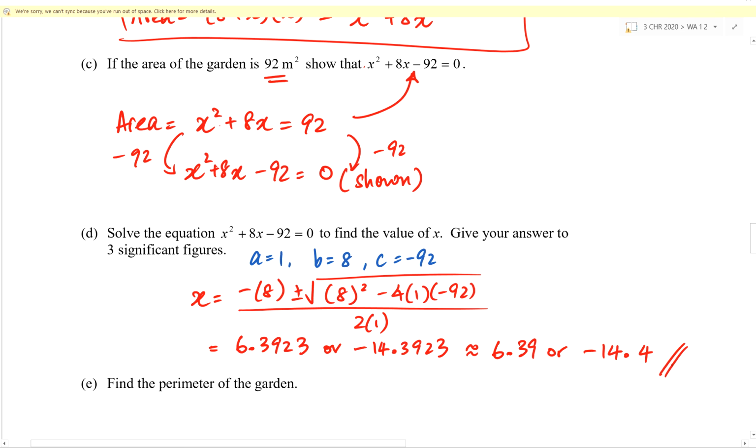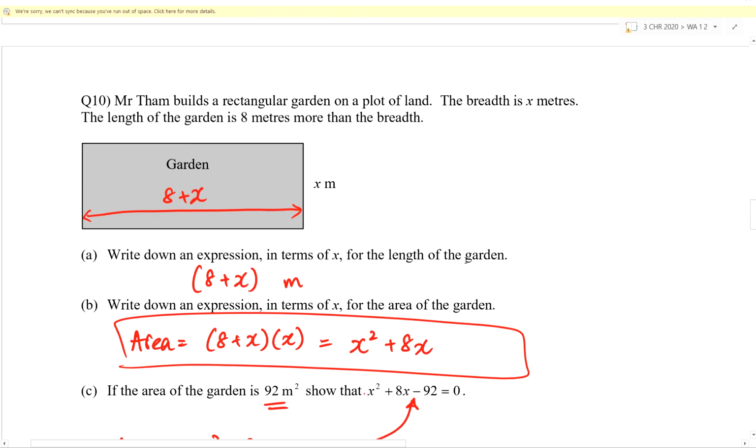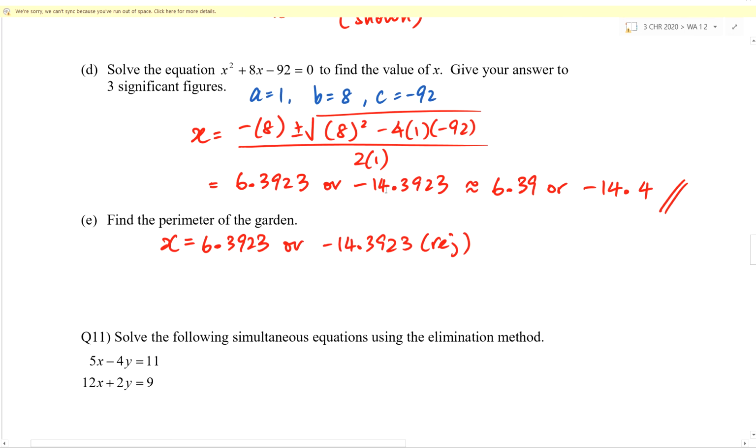So here they're asking us to solve, and there are two answers. We do not reject at this point. Only in part E, where we have to find the perimeter. So we look at our answer in part D, 6.3923 or negative 14.3923. I'm using the value that has more than 3SF, and we have to reject this because x itself is the breadth. This cannot be less than 0, it cannot be negative. So we will reject the negative value.